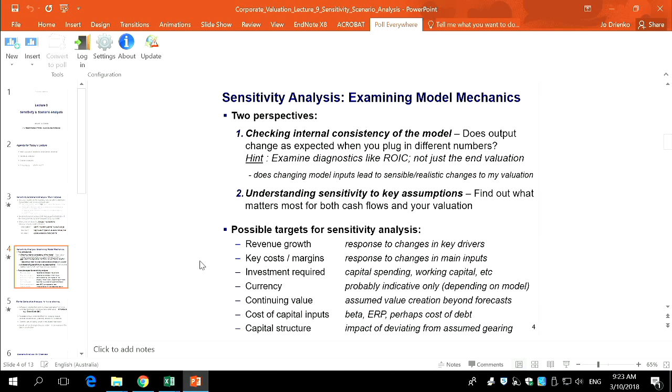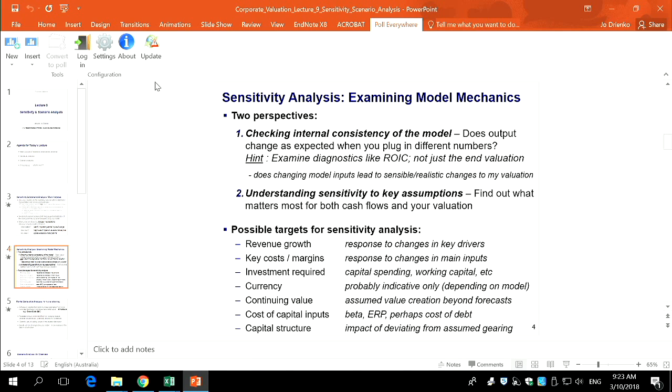So you change one input and see. It doesn't have to be only value per share. Value per share is the key one. Maybe the ROIC as well could be an interesting one. Not only what happens to the value per share, but also what happens to the ROIC. So in sensitivity, you only change one input. In scenario, you change multiple inputs at once. Right? So let's start with the easy one, with sensitivity. It has two purposes.